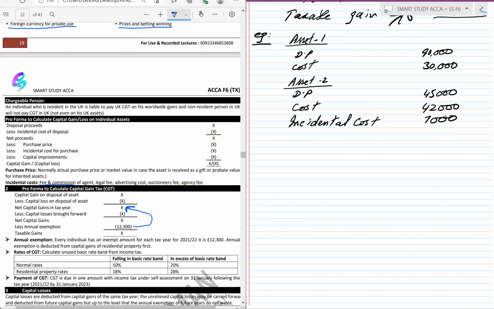Fee or commission, agent fee, legal fee, advertising fee, auctioneer fee, agency fee. So if you have incurred these costs at the time of purchase, it will be added to your purchase price and ultimately deducted while calculating gain or loss. In the same way, if you have incurred these costs at the time of sale, once again these are deductible.